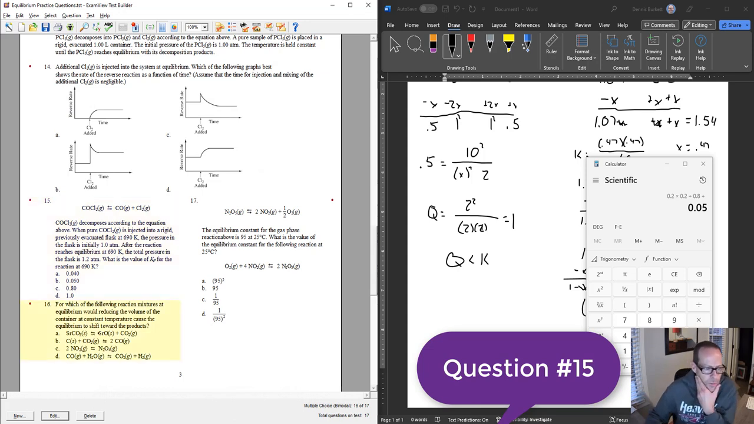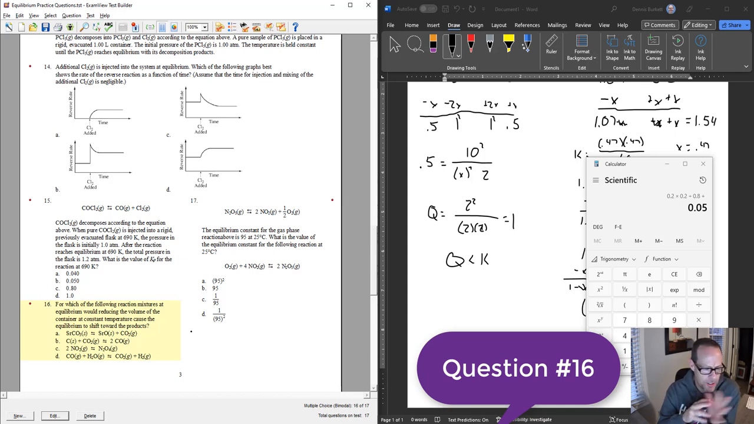Two more. For which of the following reaction mixtures would reducing the volume of the container cause the equilibrium to shift towards the products? So I want it to go towards the products, and I want to make my box smaller. Letter A, I've got a solid on the left, solid and gas on the right. If I make this box smaller, it's going to shift to the side that takes up less space. Solid takes up less space than gases, so it's going to shift towards the left. So that will not increase my products.